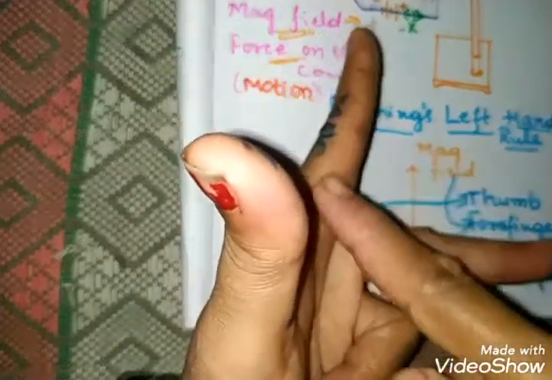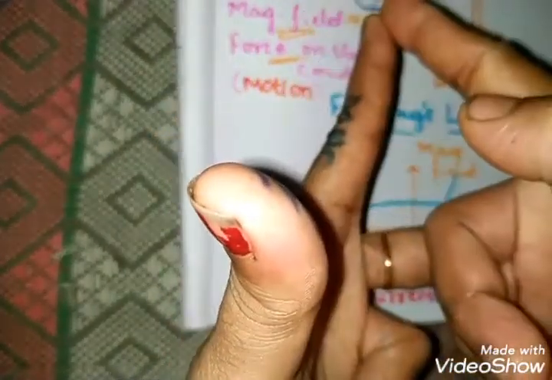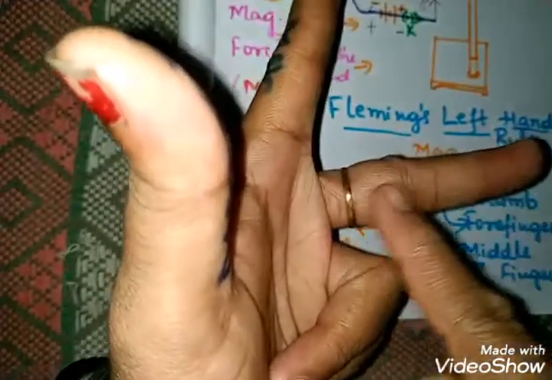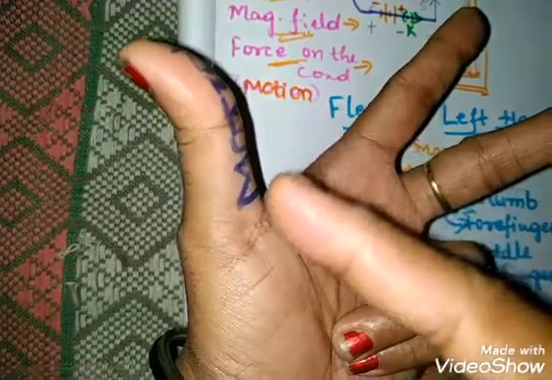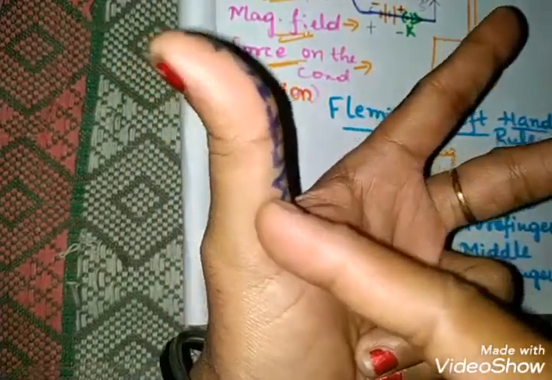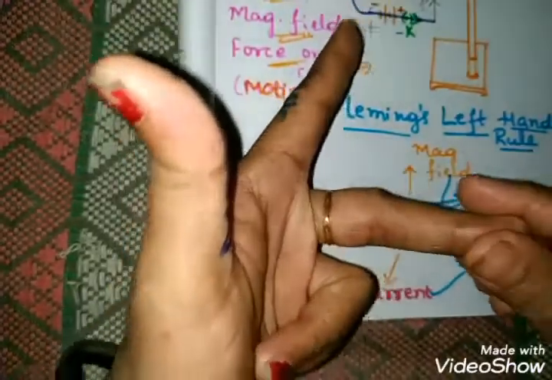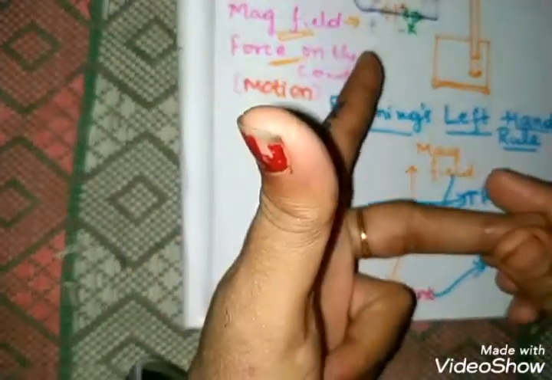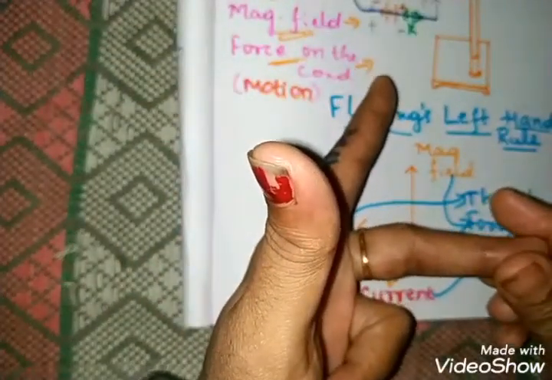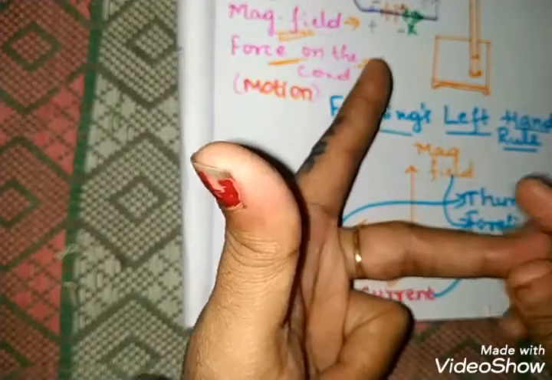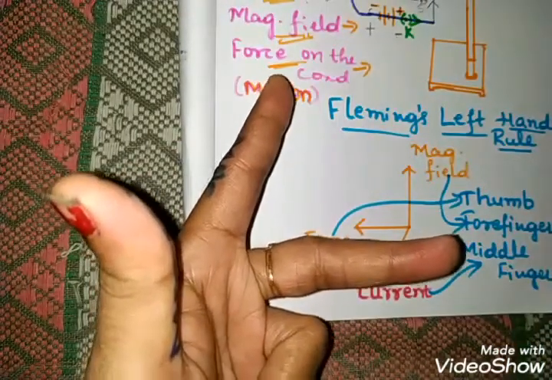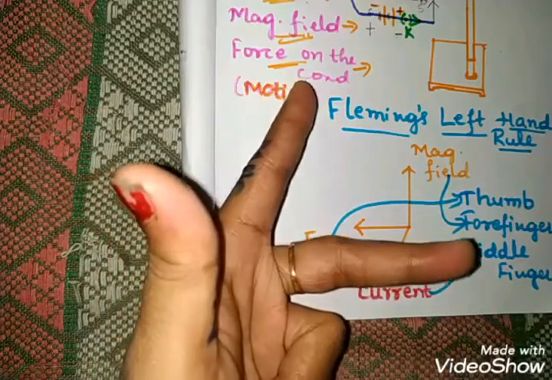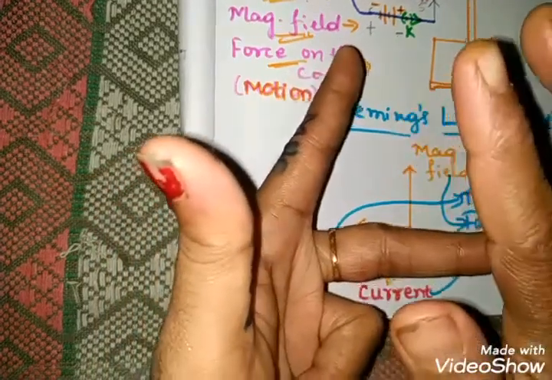Then the forefinger indicates the direction of the magnetic field. The middle finger indicates the direction of the current. Then the thumb indicates the direction of the motion of the conductor or the force experienced by the conductor. Three directions we can know easily using Fleming's left hand rule. I hope you understood. Once I will have a glance on it.